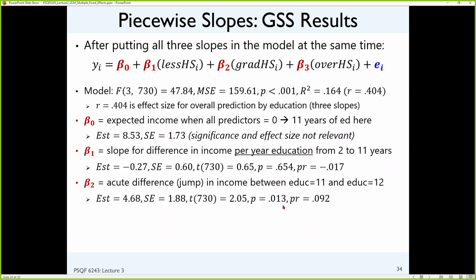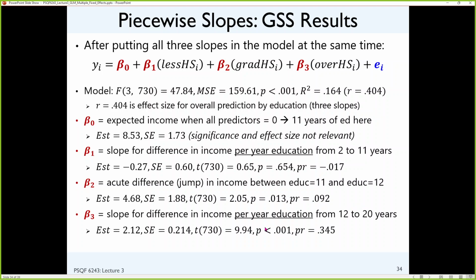And I would call that, significant or not? Significant. Yeah, this one is like, what's my alpha though, right? If it's .05, significant. If it's .01, nope. And there is the effect size that goes with that one.